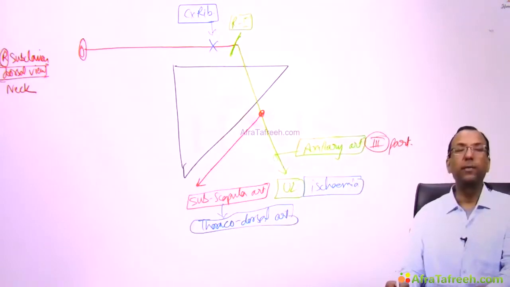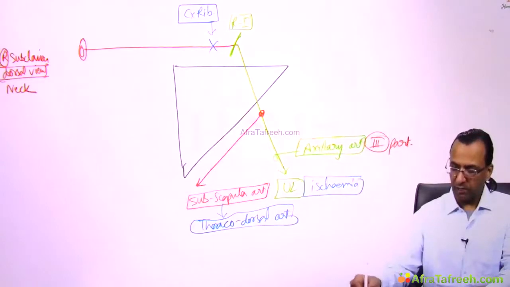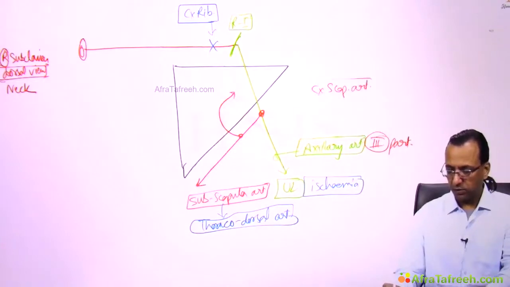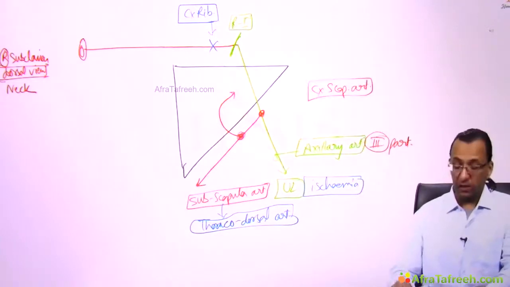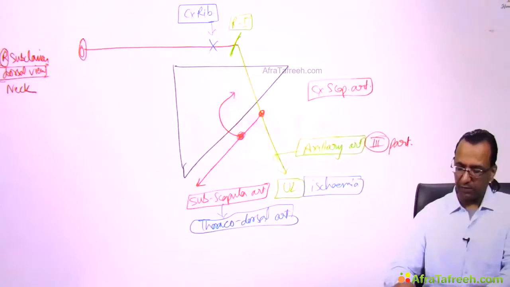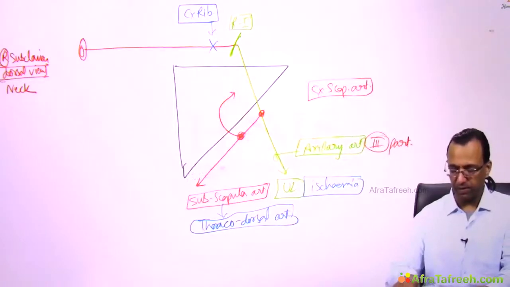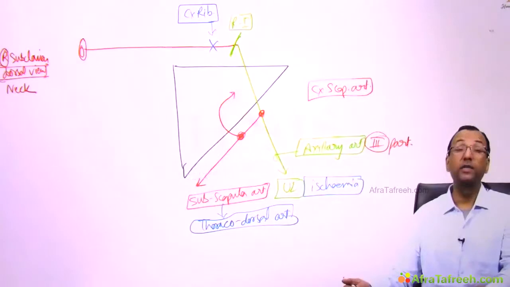And this subscapular artery gave a branch. The branch it is giving goes around the scapula, so it is called the circumflex scapular artery. It is participating in the scapular anastomosis along with the subscapular artery. So what are the other arteries participating?